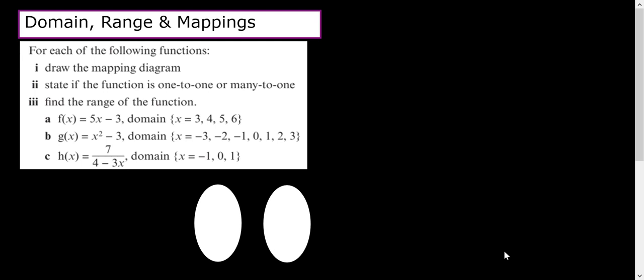So the first thing is to understand mappings. Now, a mapping is exactly what a function does. It takes one value and maps it to another value. And that's the equivalent of substituting an x value in to obtain a y value. So an x value in a traditional function maps to a y value.